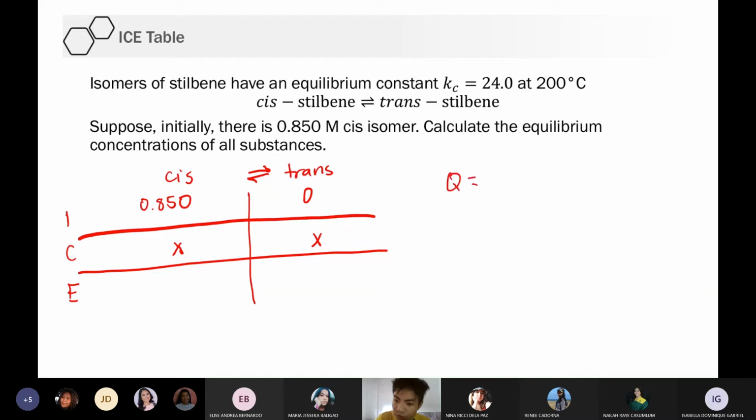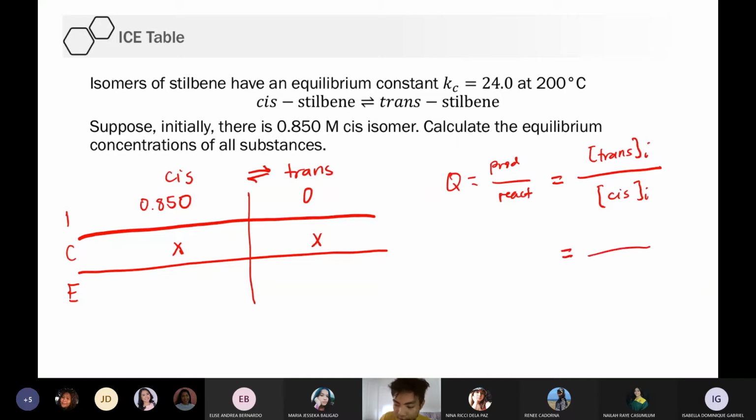So as I told you, Q is similar with K. So that is still product over reactant. Okay. So for the product, we have the trans isomer initially and the cis isomer initially. Okay. So we have the trans on the numerator kasi nasa product siya. Yung initial concentration lalagay natin. And yung cis, yung nasa baba. No? Yung initial concentration niya.